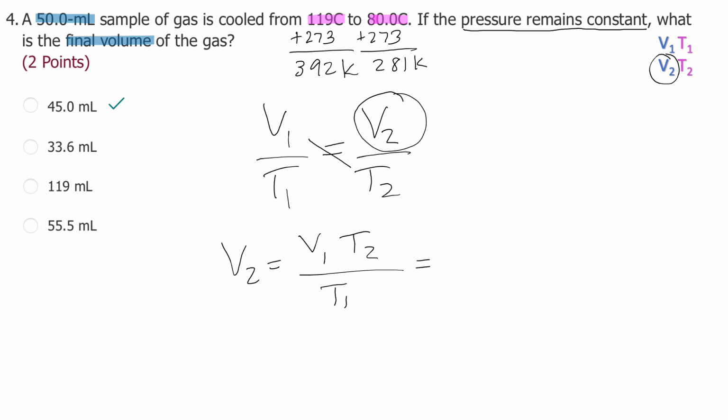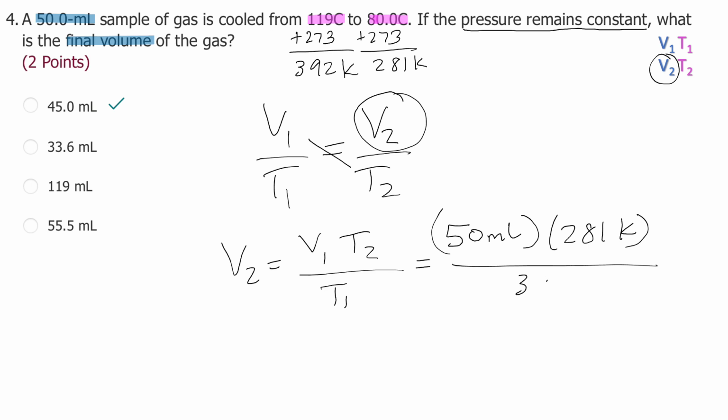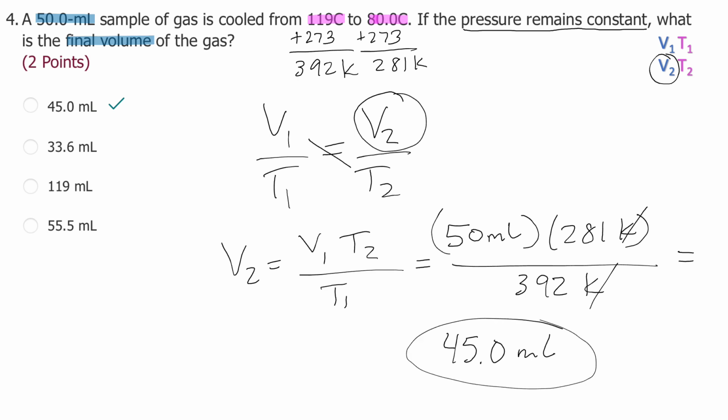And now we can go ahead and plug in those values. So V1 is 50 milliliters, T2 is 281 Kelvin, and T1 is 392 Kelvin. So Kelvin cancels out, we do 50 times 281 divided by 392. That will give us 45.0 milliliters, and that is our answer.